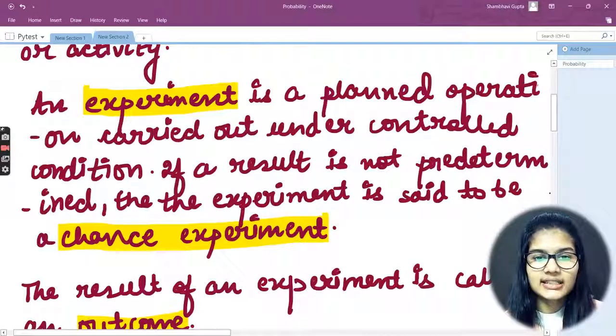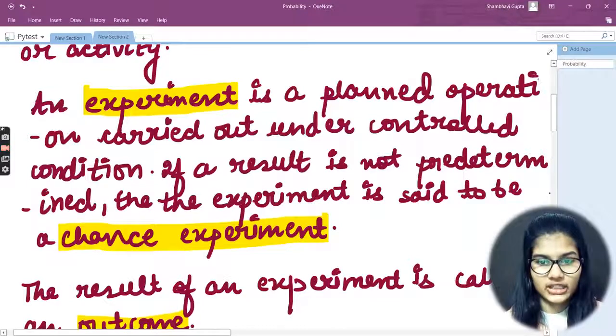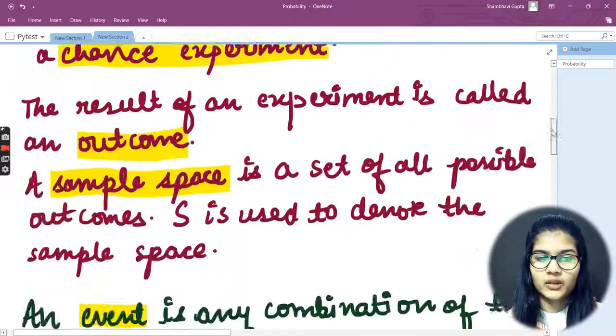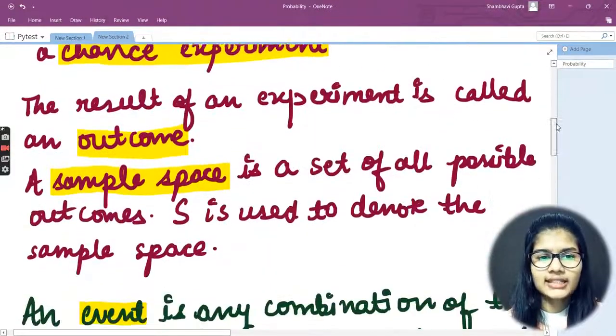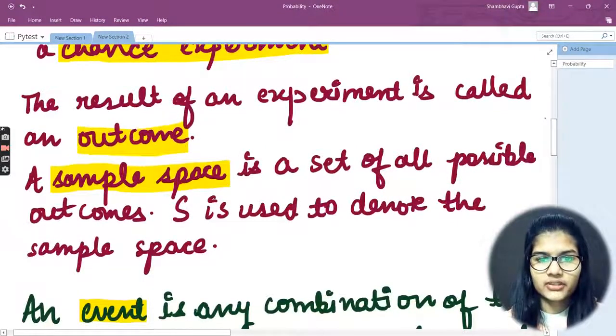It is a planned operation which is carried out under controlled conditions. If the result is not predetermined, then we say that the experiment is a chance experiment. What do we mean by outcome? That is the result of an experiment. The result of an experiment is called an outcome.